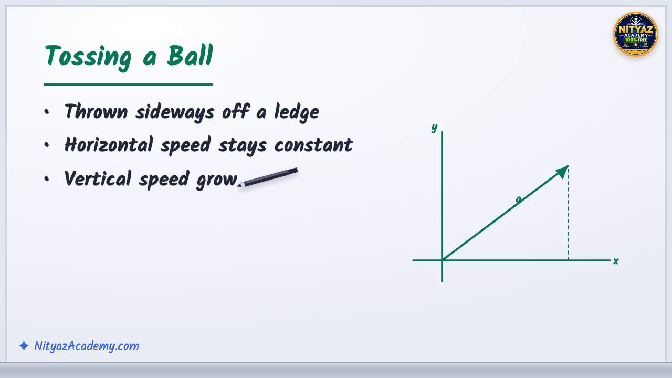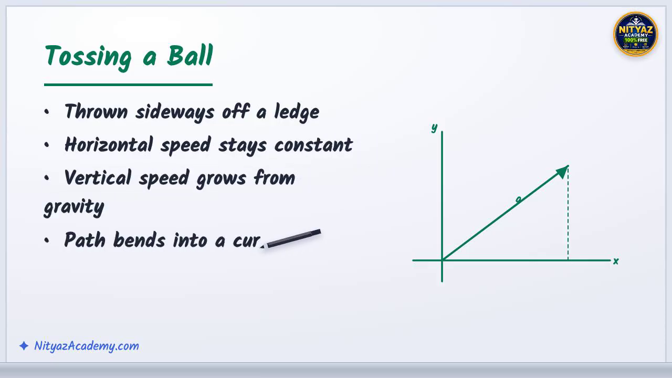Now picture rolling a ball off a tabletop. The moment it leaves the edge, its sideways speed stays exactly the same, because nothing pushes it horizontally. Meanwhile, gravity pulls it downward, so its vertical speed grows every instant. Combine a steady sideways motion with a quickening fall, and you get that familiar curved path called a parabola. 2 simple motions, 1 elegant arc.